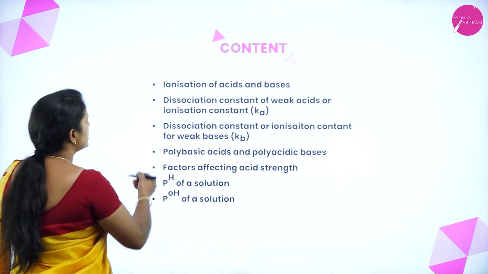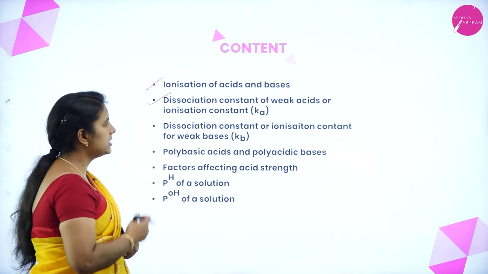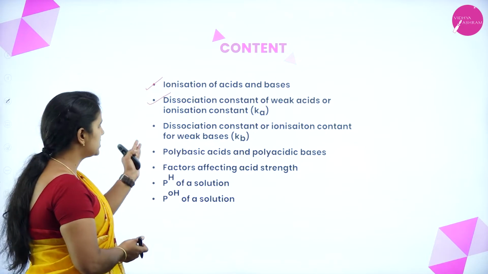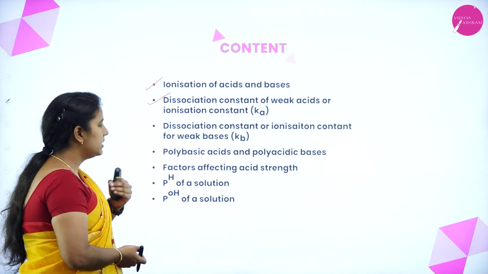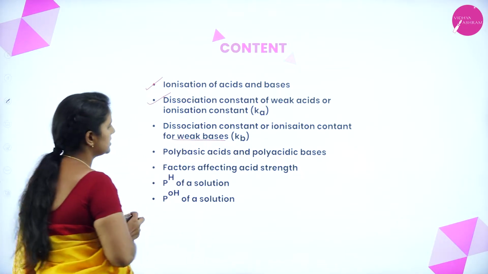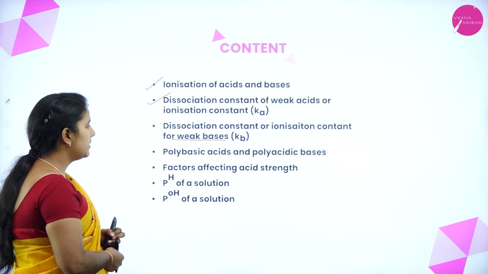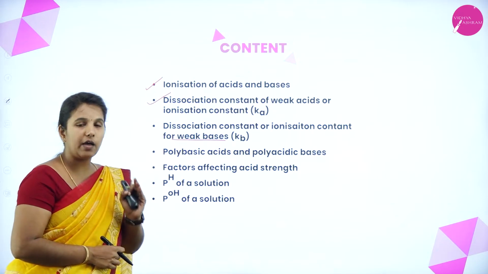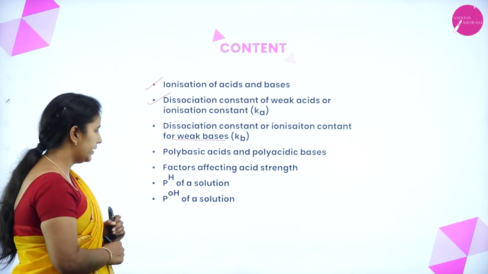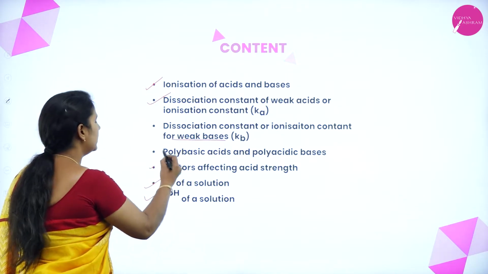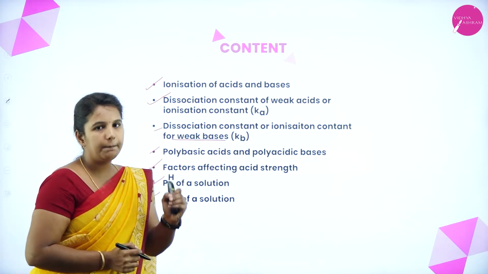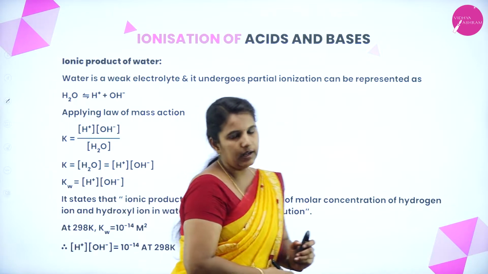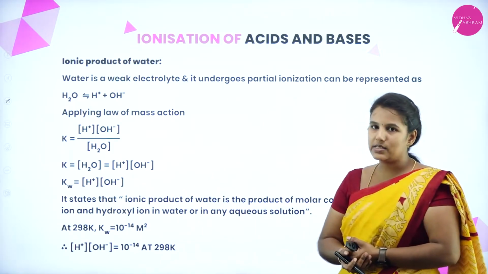And also we are going to discuss the dissociation constant for the weak acids, or the ionization constant Ka, and we are also going to derive the dissociation constant or the ionization constant for weak bases, that is Kb. Polybasic acids and polyacidic bases we are going to understand, and the factors which are affecting the acid strength we are going to understand, and finally we are going to deal with the new terminology, that is pH of the solution and pOH of the solution. Let us start with the ionization of acids and bases.